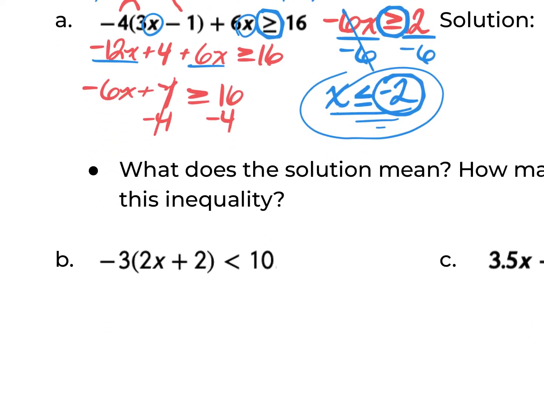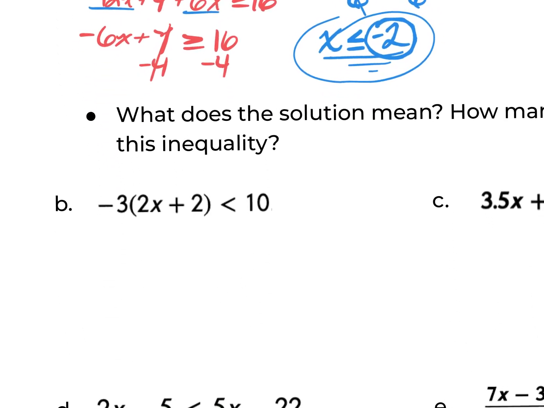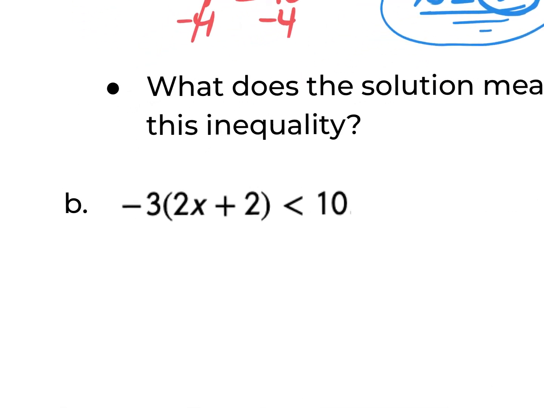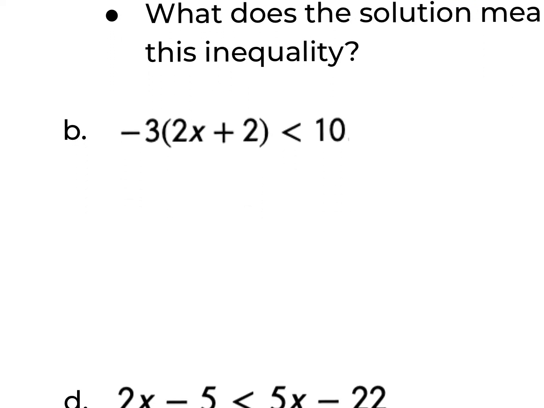Okay, so let's continue on, and let's go ahead and look at this next one down here. And this one actually is a little bit less involved. We have negative 3 times 2x plus 2 is less than 10. And so again, first thing we'll do is distribute.